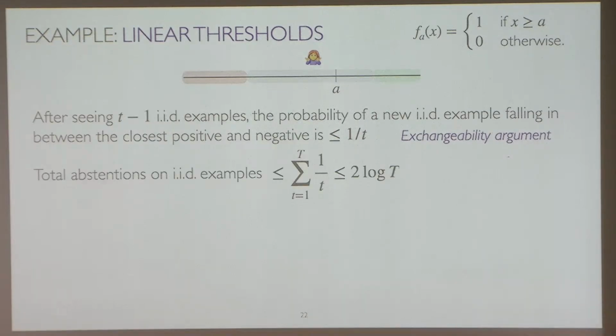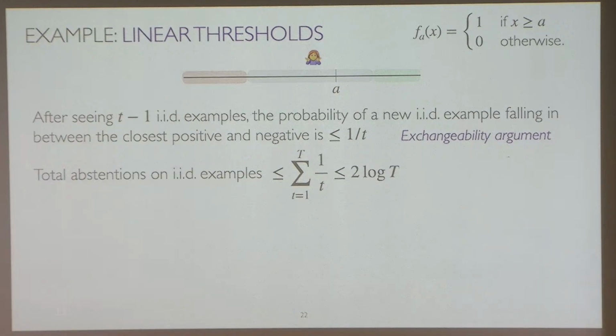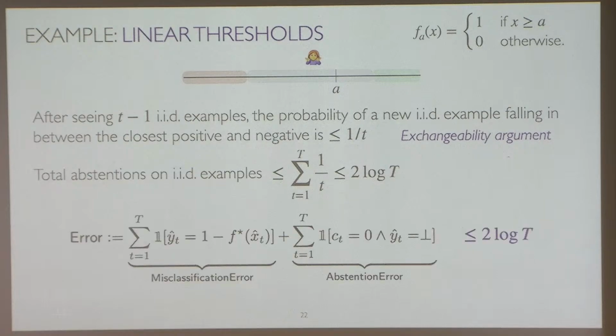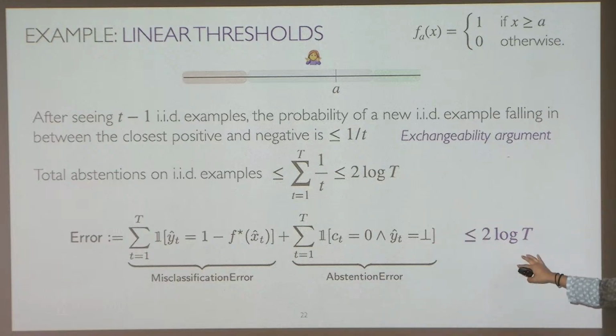In the worst case, you can just sum this over all T, and you get that this is going to be bounded by log T. So you're only going to make log T abstentions on the IID points. In total, you had 0 misclassification error, and your abstention error is bounded by log T. So you're able to get this nice log T guarantee instead of the T/2 that you would have gotten if you had to make predictions everywhere. Here it's kind of a trivial algorithm: wherever you're unsure, just don't predict.